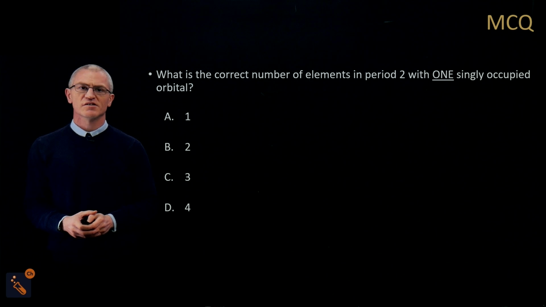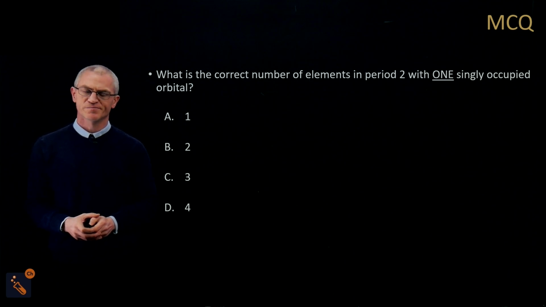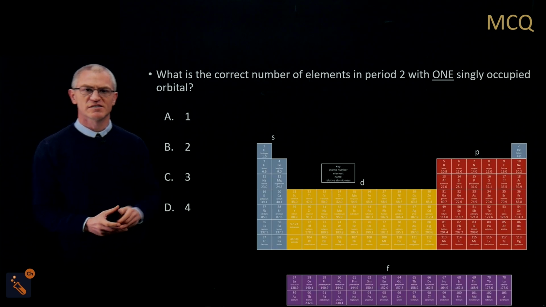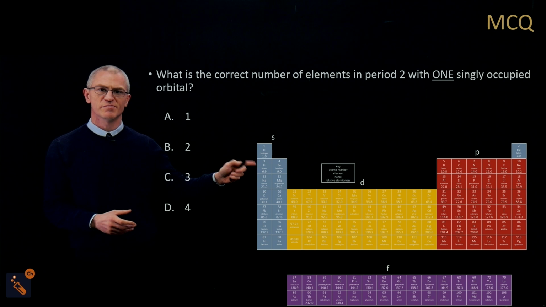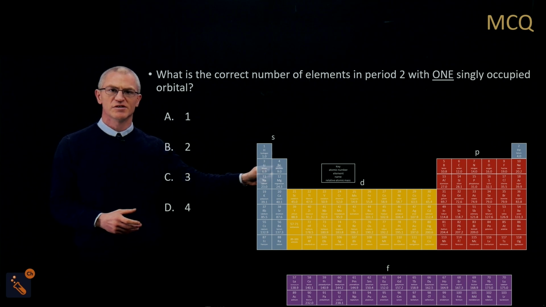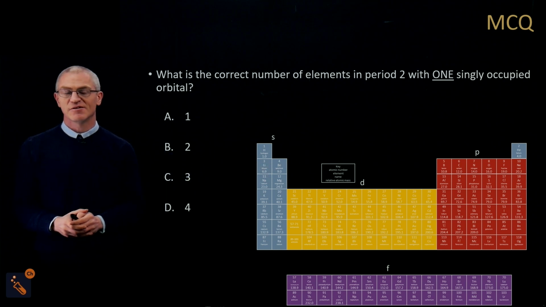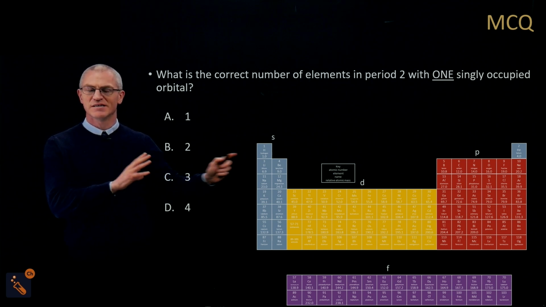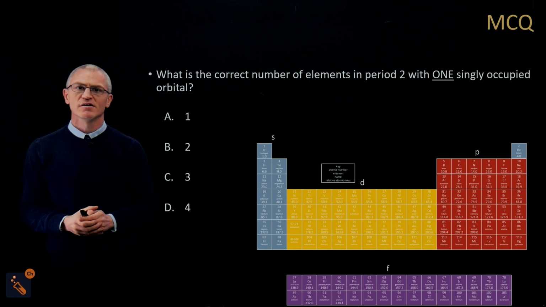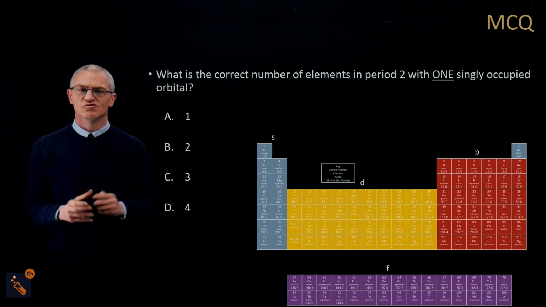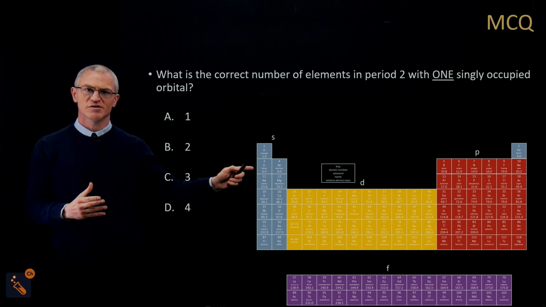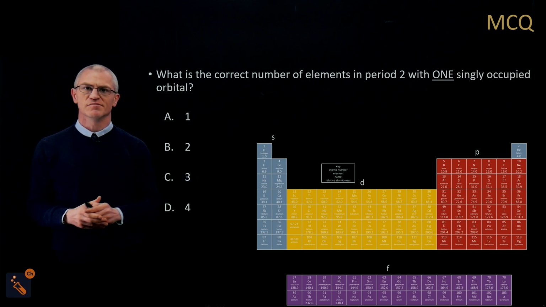So what is the correct number of elements in period 2 with one singly occupied orbital? We've got our options here, and what we need to do is decide on what orbitals are actually in there. So if you go all the way across period 2, you have s and p, sorry. Okay, so you have s at the start and then p. Now, what we have to do is then draw the orbital diagrams and fill them up one at a time, because as you go across the periodic table, you will add 1 electron at a time.